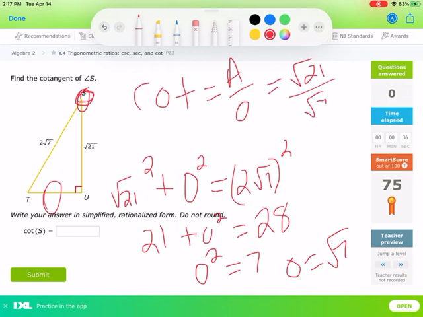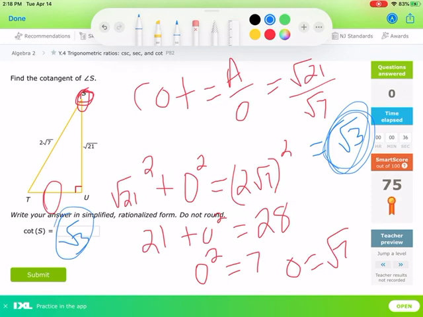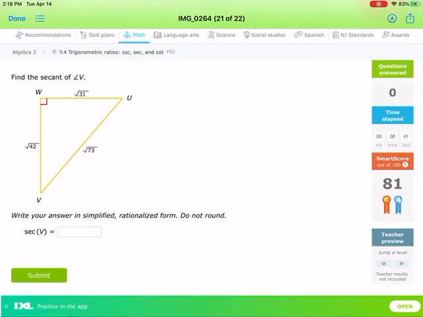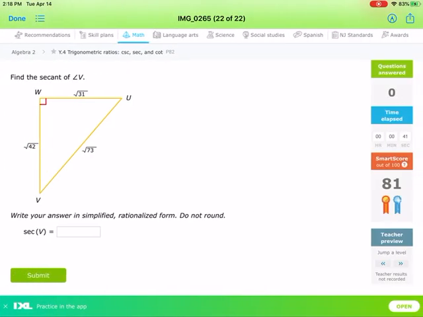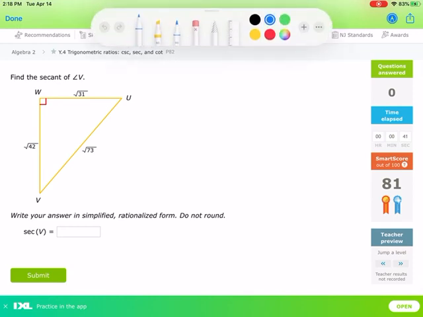Root 7. There we go. So your final answer. 21 divided by 7 is 3. There you go. So root 3. Root 3 would be your answer. Done. Am I done? There's one more. All right, finally, last one. Smart score of 81. All right, here we go.